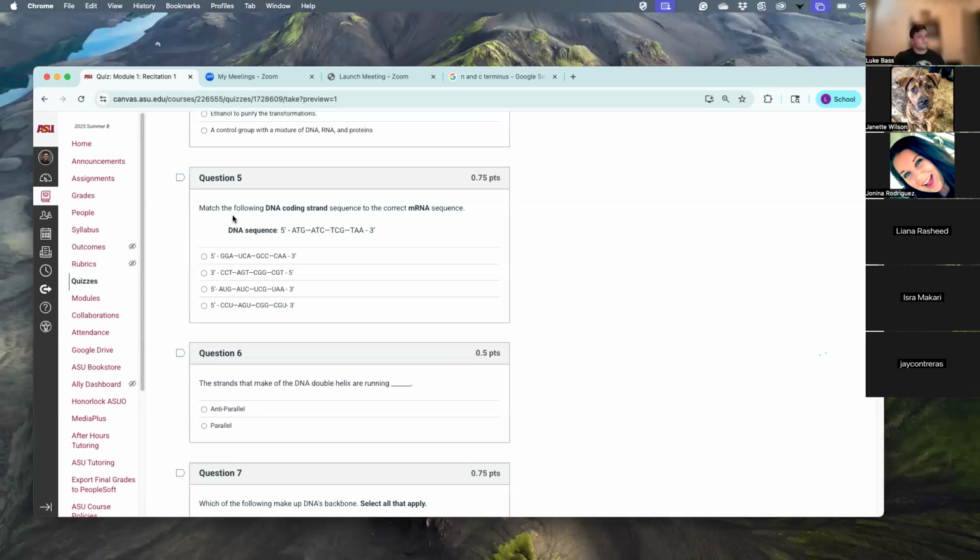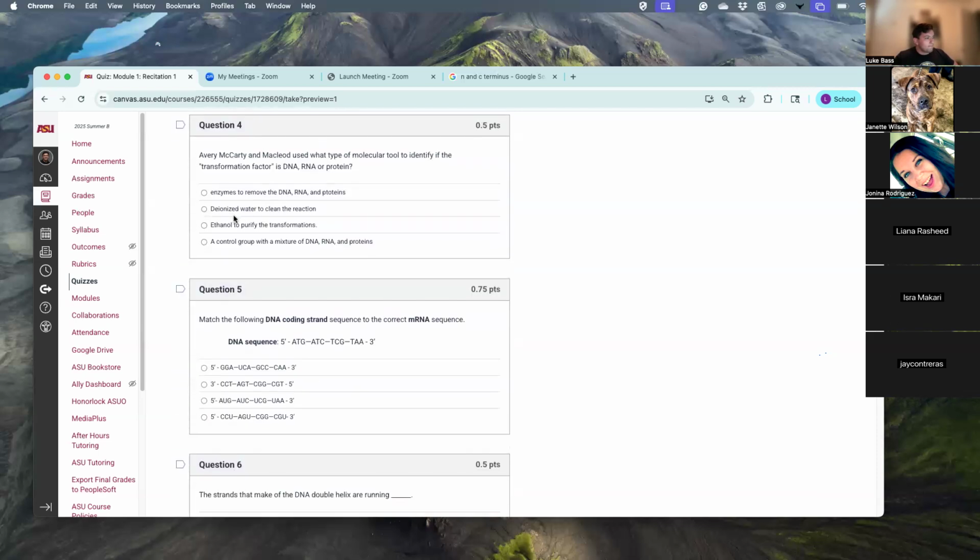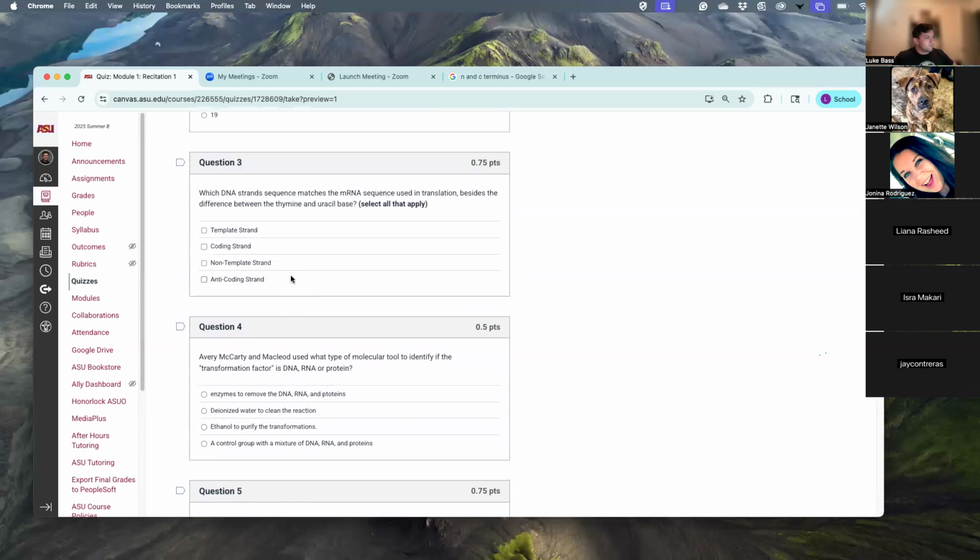Which DNA strand sequence matches the mRNA sequence used in translation? So matches, oh, I see. Matches means identical or complementary. Matches the mRNA sequence used in translation. That would be identical. Okay, got it.